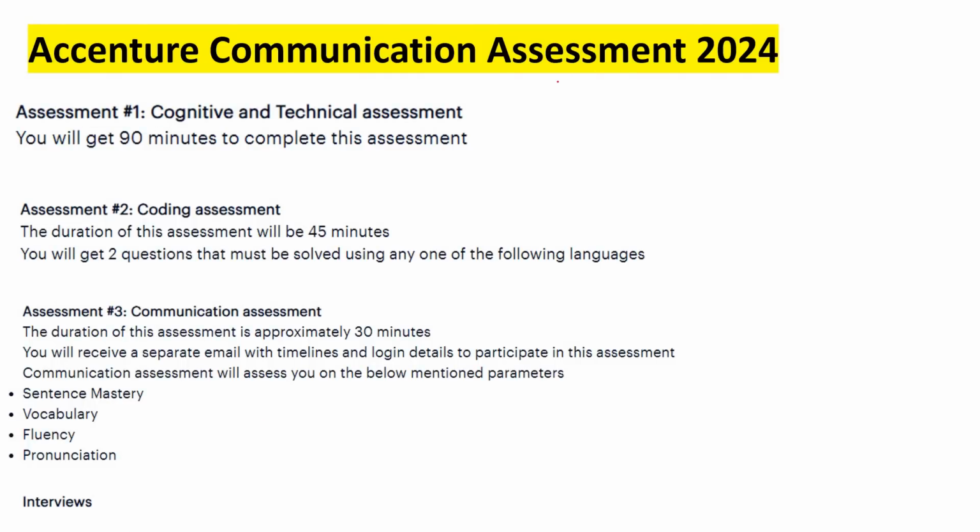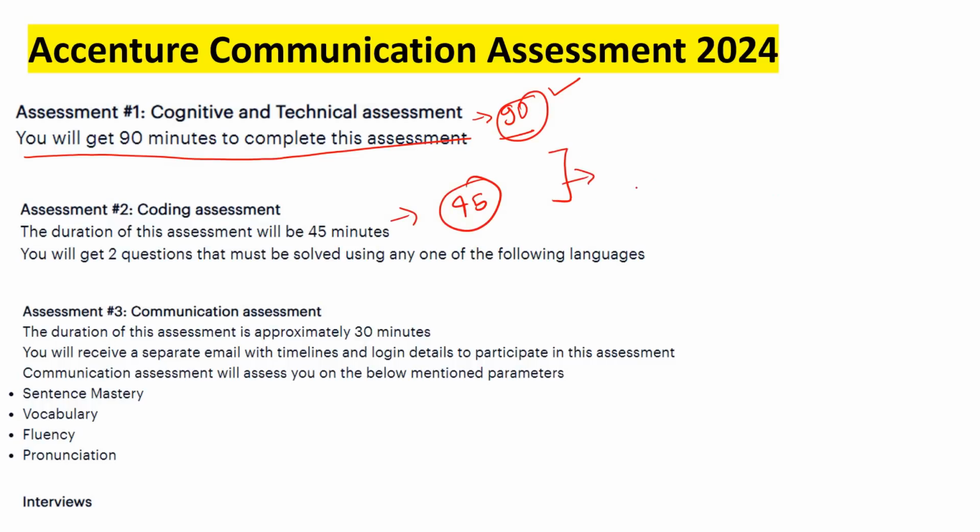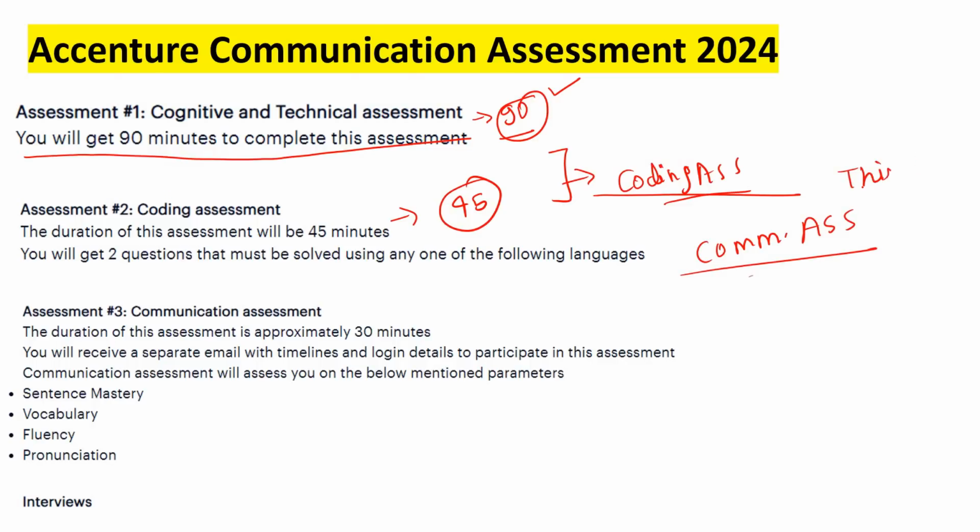One of the most important points is that the first assessment is the cognitive and technical assessment of 90 minutes. Then there is a second assessment of 45 minutes. After completing this you will receive a mail that you completed the coding assessment, and now you are eligible for the communication assessment. So the communication assessment is the third assessment, or third round. After that, the fourth is the interview, that is technical plus HR interview.